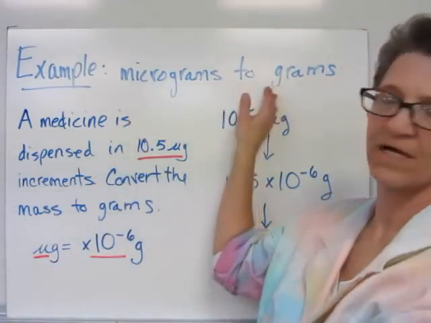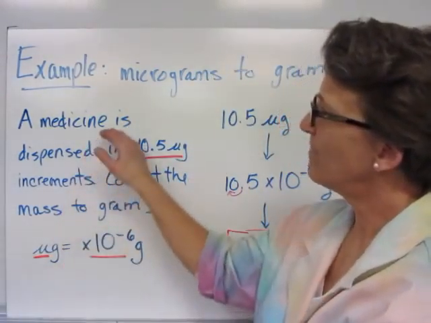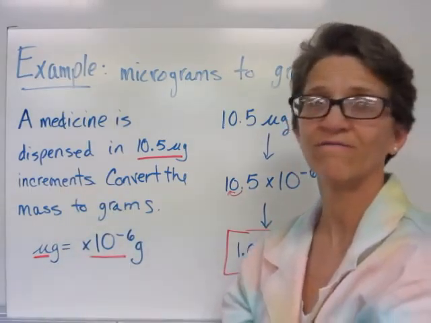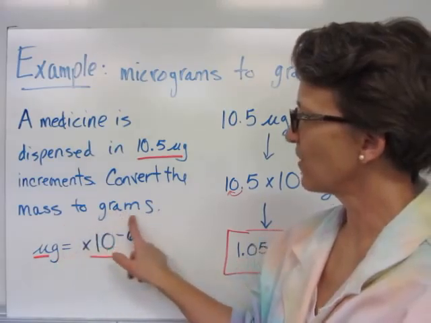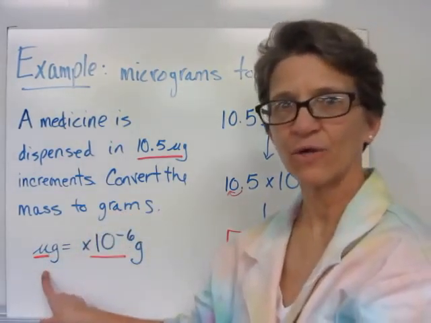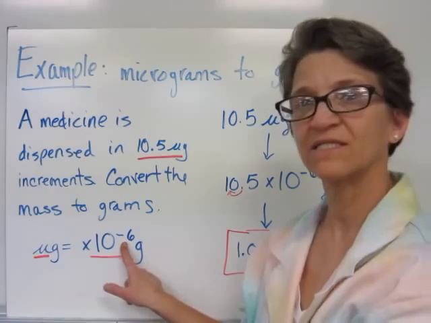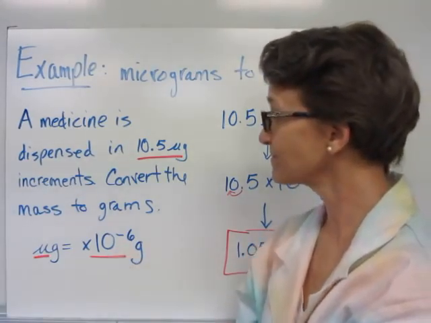Let's change micrograms to grams. A medicine is dispensed in 10.5 microgram increments. Convert the mass to grams. So you look up micro, and micro means 10 to the minus 6 or a millionth.